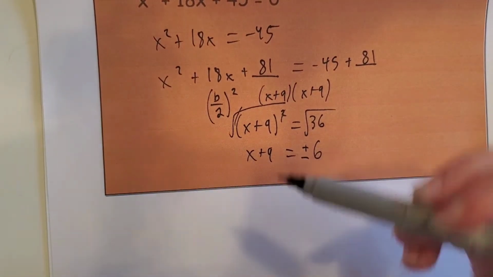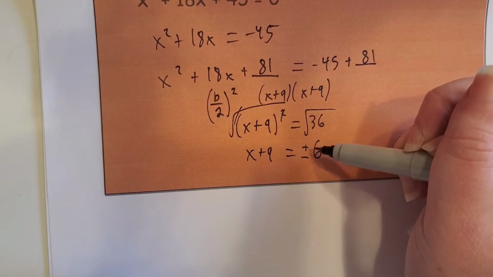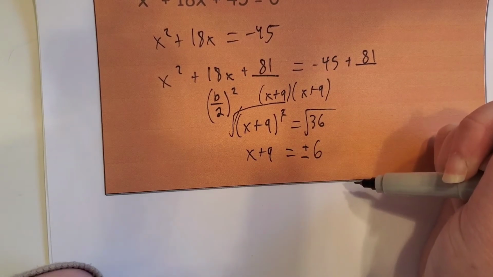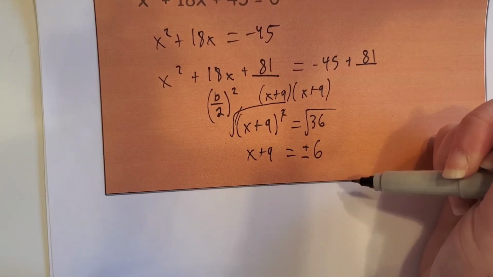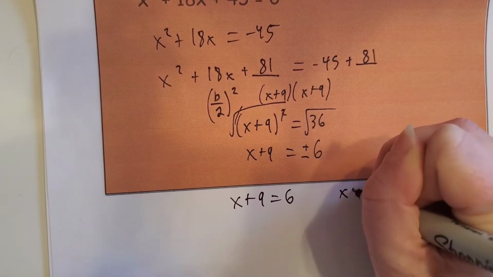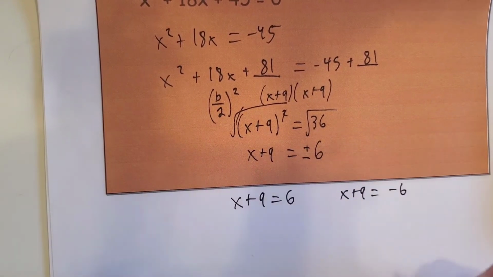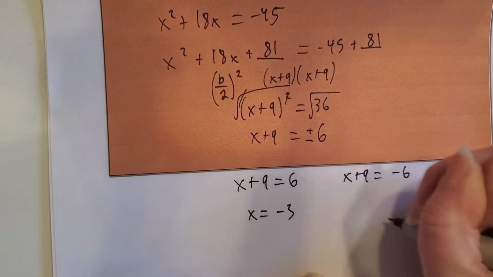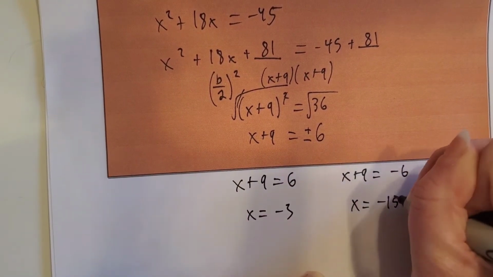So then how would we go from here? Well, if there are two possibilities where one is positive and one is negative, we're going to break this up into two separate equations where we can solve for each of those possibilities. x plus 9 is equal to 6, and x plus 9 is equal to negative 6. And then solve both of those for x. So this is going to be negative 3, and this is going to be negative 15.